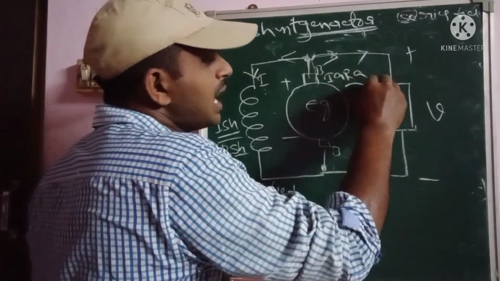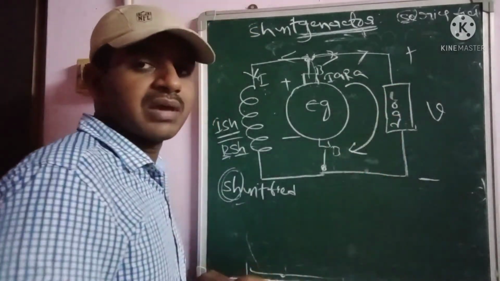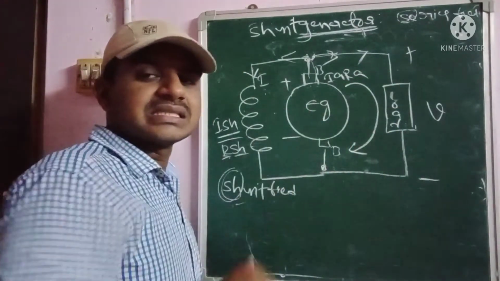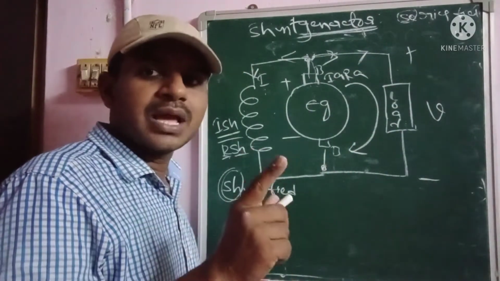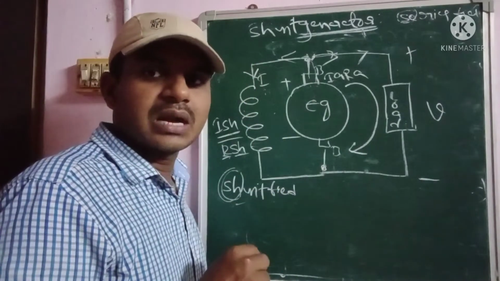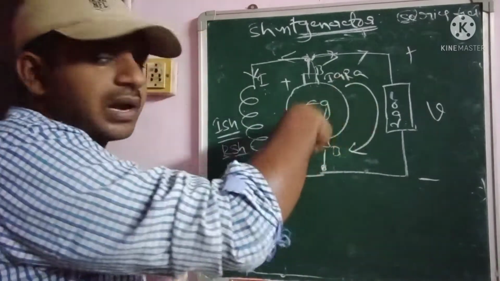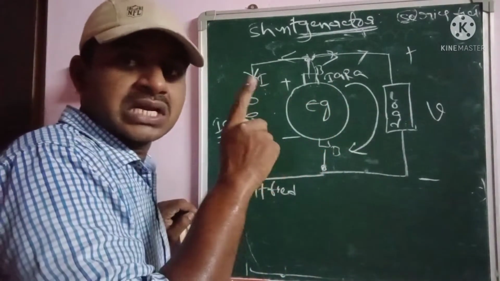Now apply KVL to the entire loop equation of the DC shunt generator. Why? Because here we have to calculate the generated EMF. That's why we apply the loop equation. Here one main consideration is there.